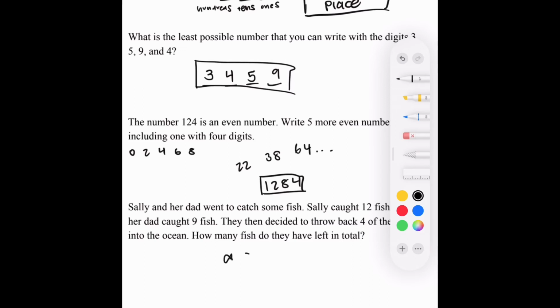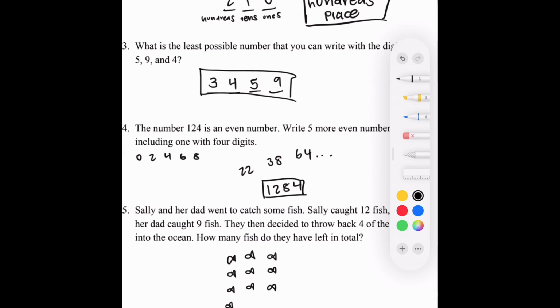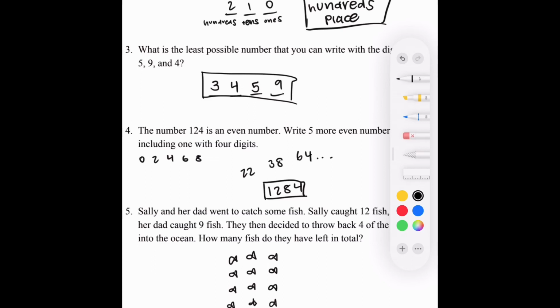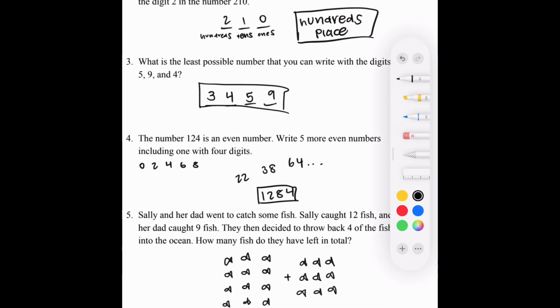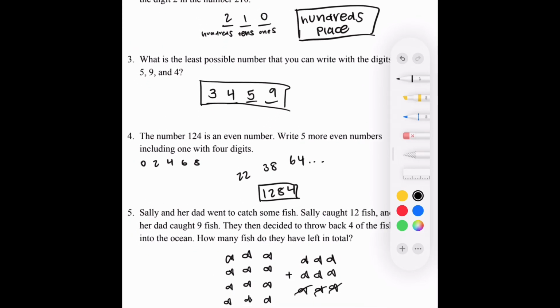So 1, 2, 3, 4, 5, 6, 7, 8, 9, 10, 11. Oh, that's a deformed fish. 12. So 4 by 3, 12 fish. And her dad caught 9 fish. So plus 1, 2, 3, 4, 5, 6, 7, 8, 9. Okay, so this is the total of fish that they caught together. Then they decide to throw back 4 of the fish into the ocean. So 4 of them went back into the ocean.